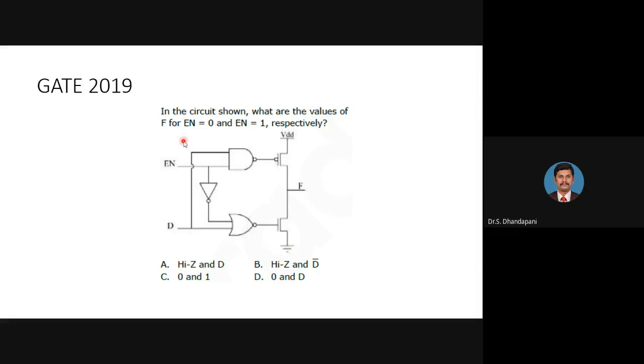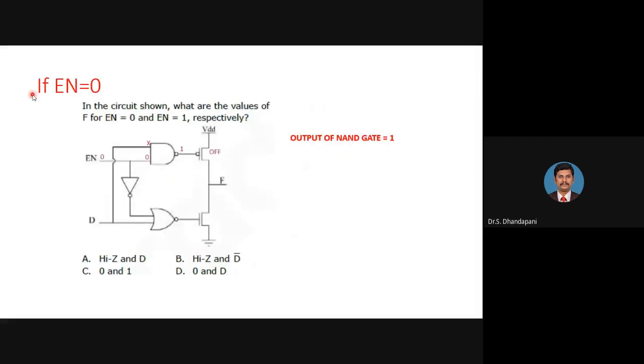Now we are going to find the answer in 2 steps. The first step, we are going to check the answer when enable equal to 0. Second step, we are going to discuss the answer when enable equal to 1. Now, if enable equal to 0, for the NAND gate, one of the inputs is 0. For the NAND gate, if one input is 0, irrespective of the other input, the output will be 1. This is the truth table of a NAND gate.